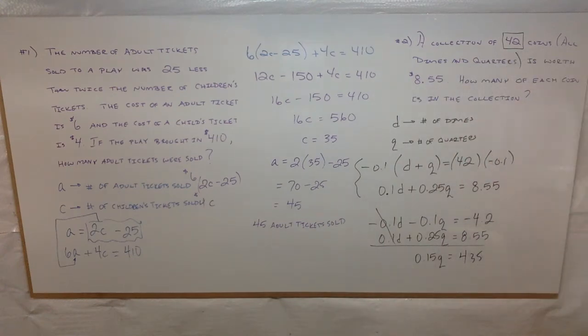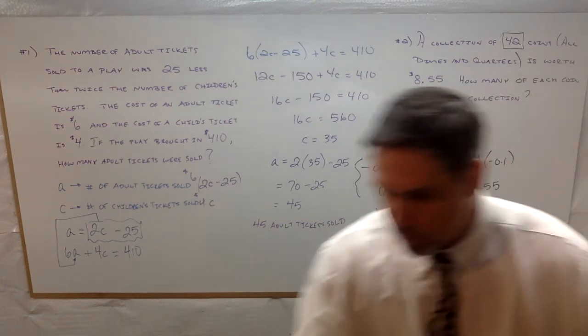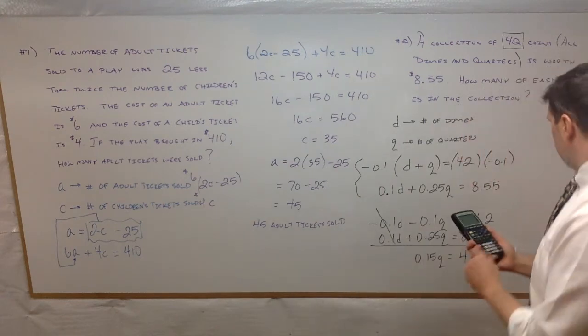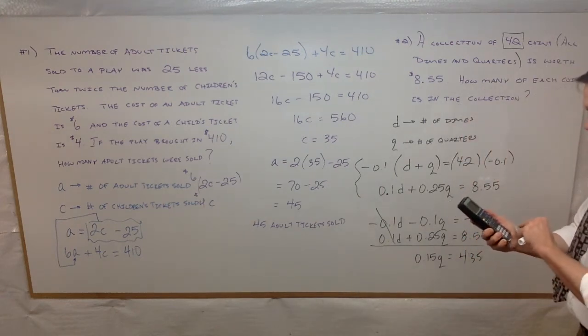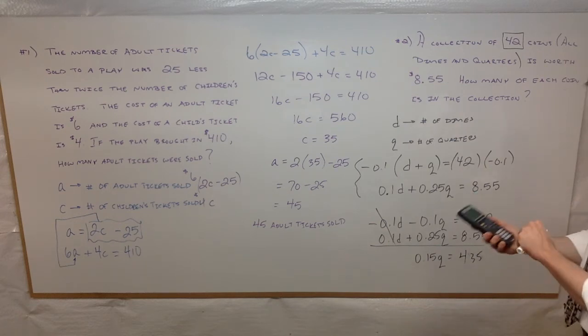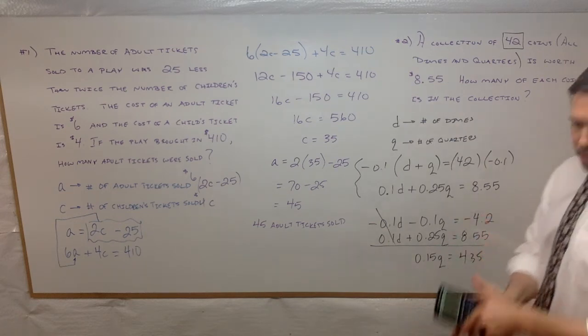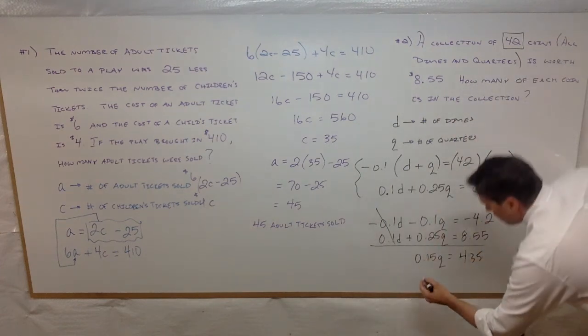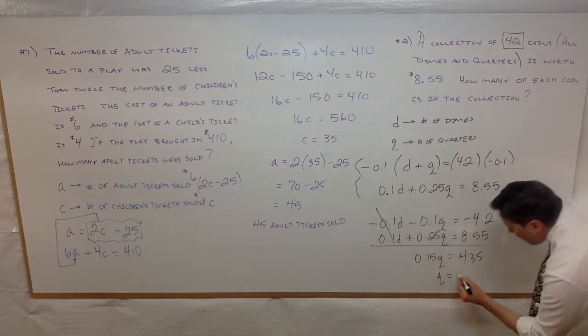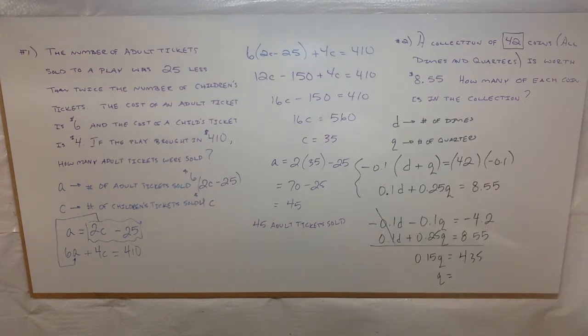All right, so from there, I just go to a calculator to crunch this out. So just check that. Yeah, 435, and we'll divide that by 0.15. We get 29. And in fact, that gives us how many quarters we had. I already forgot, 29. Yes, 29 quarters.